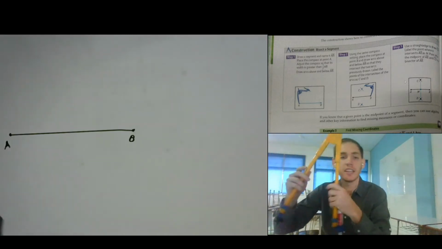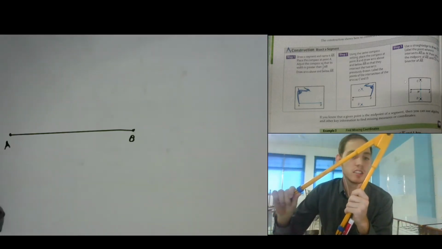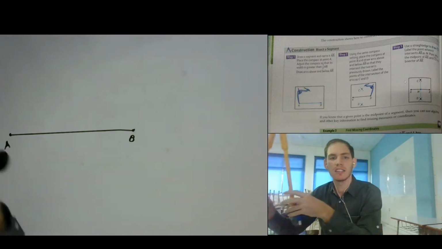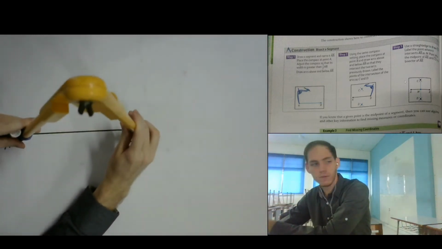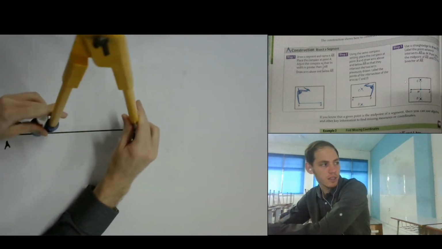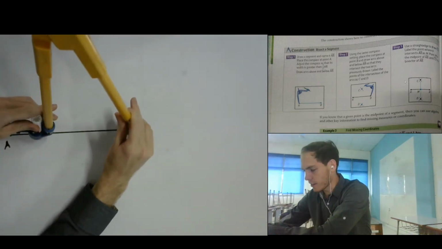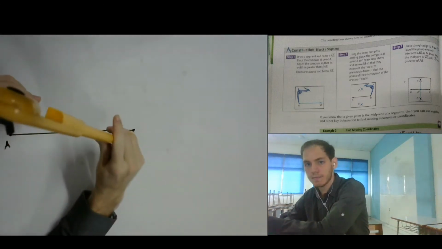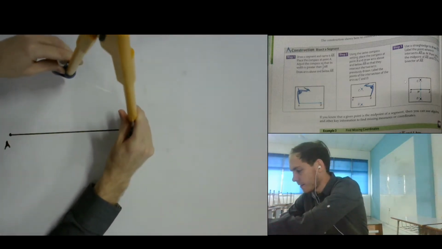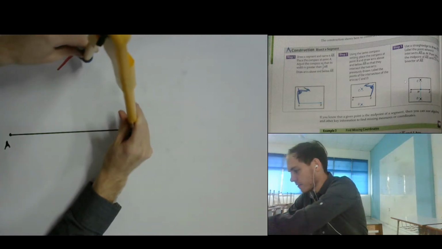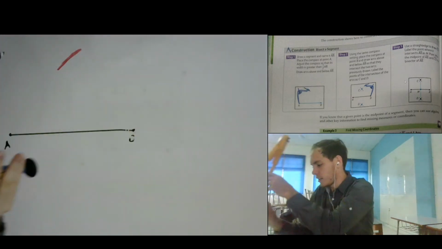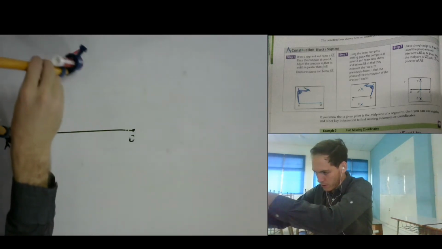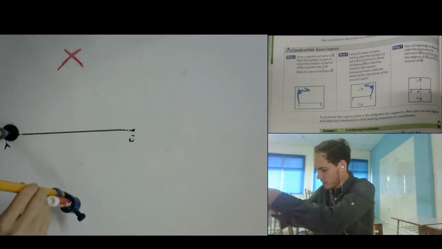Okay, so you take your compass and you're going to choose a width, adjust it so that its width is greater than 1/2. So see here, I am going to choose more than 1/2 right here. Okay, and I'm going to put it on B and mark right here, and then put it on A and mark right here, and do the same thing over here.